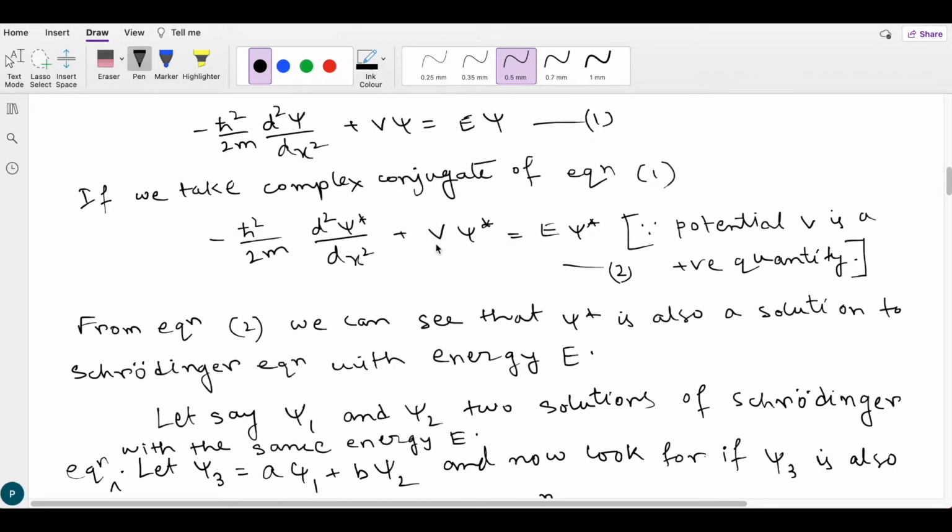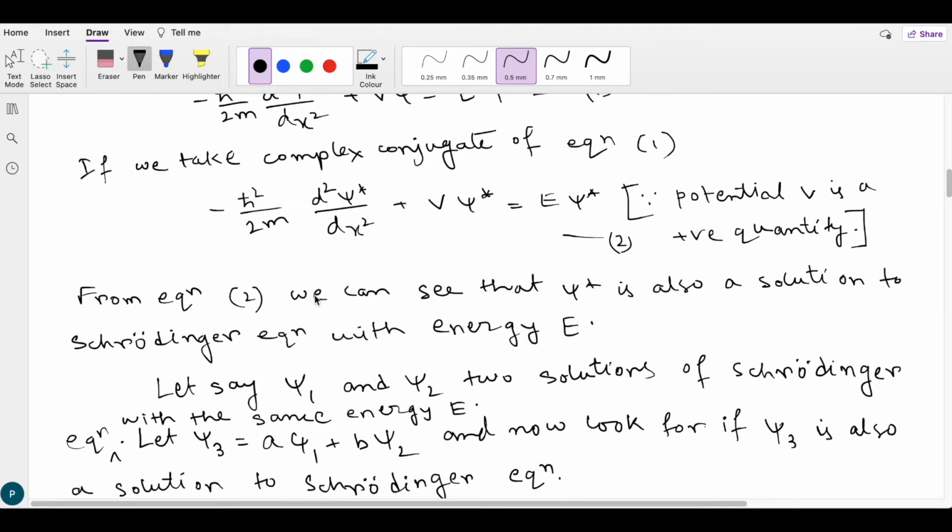and we consider that V, the potential, is a real quantity, and we have already proven that E, the separation constant, is also a real quantity. From equation 2 we can see that psi star, the complex conjugate of psi, is also a solution to the Schrodinger equation with the same energy E.